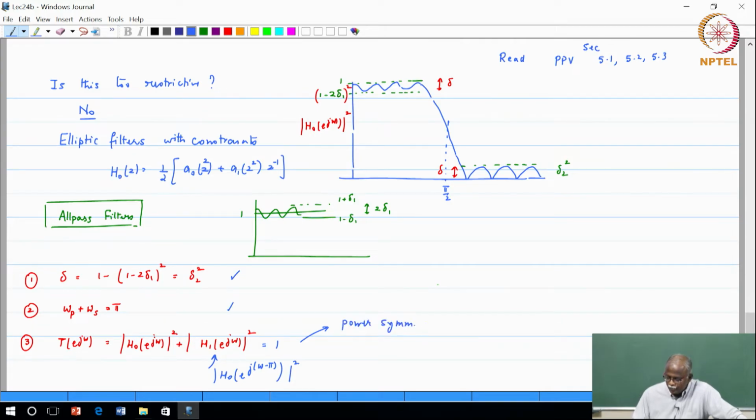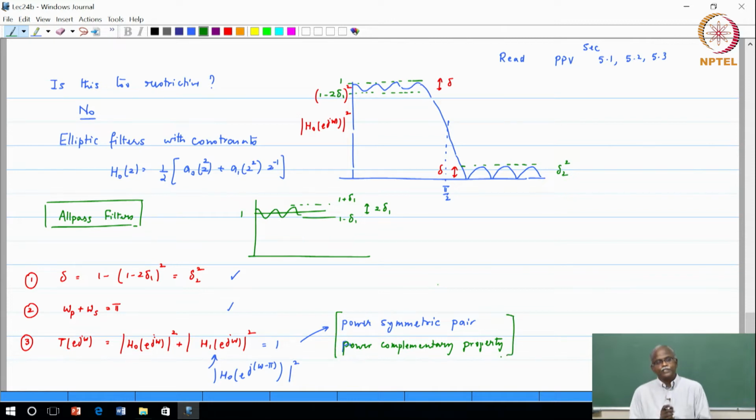Power symmetric pairs. So, h naught and h1 must come out to be a power symmetric pair because of the QMF condition. Sometimes this is also referred to as a power complementary property. The powers of h naught and h1 are complementary so that they can add up to a constant. So, power symmetric or power complementary property, these are all things that we are going to engage with, but I just wanted to give you a heads up on what enables us to satisfy this.